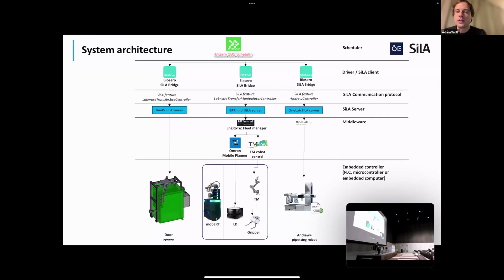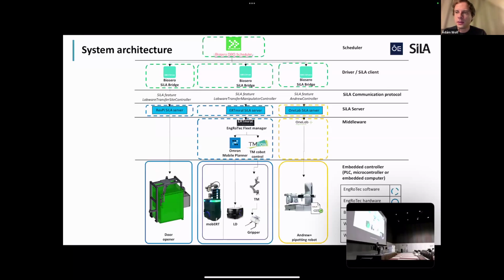The source device I already showed was a fridge with a door opener, also controlled via SILA, and the destination device, a liquid handler that runs sample preparation methods. Also, a prototype SILA server was developed for this one.